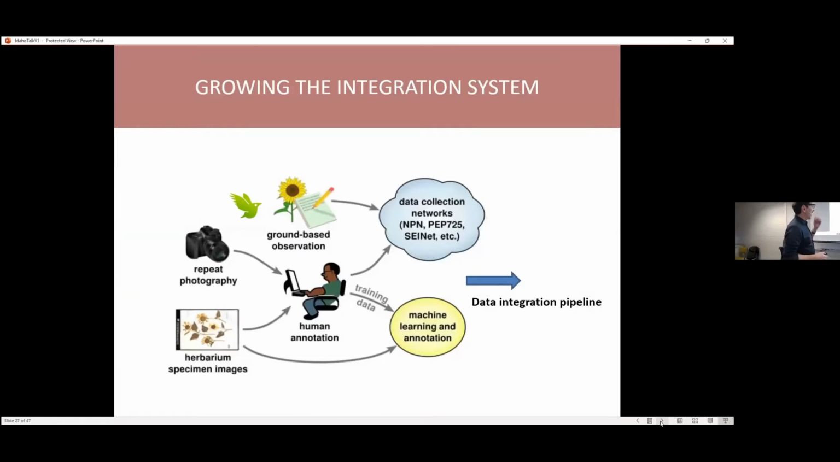And we're going to grow it, right? So we're growing this integration system. We thought about building not just these ground-based observation data, but what about herbarium specimens or data from iNaturalist? How do we build those resources? How do we leverage machine learning approaches to help us annotate these kinds of reports? And then how does that all feed into a data integration pipeline and build it out? So I want to show you a couple of examples of that.